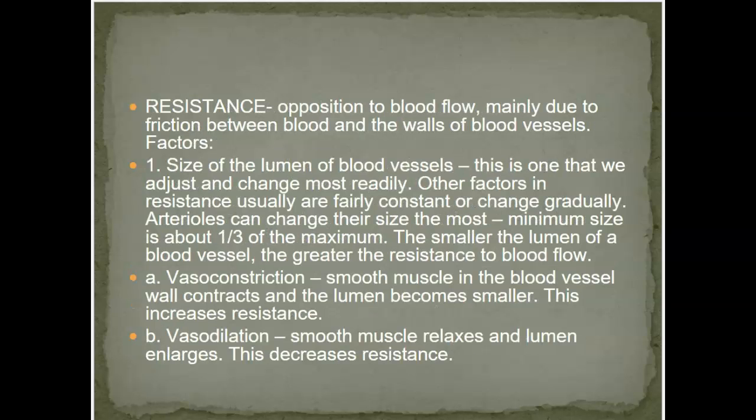Resistance. This is basically friction, and that is the blood rubbing on the sides of the vessel. So if you have a larger lumen, you have less resistance. You have a smaller lumen, you have greater resistance. So vasoconstriction, you tighten it down, the lumen becomes smaller, resistance goes up. Vasodilation, the smooth muscle relaxes, the lumen gets larger, and then resistance decreases.